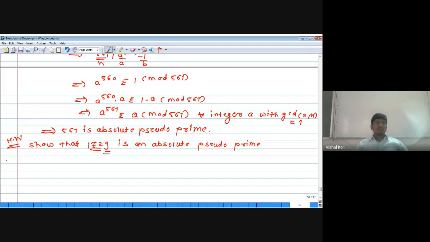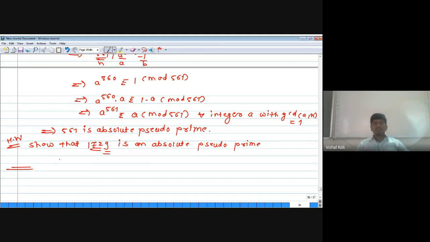Can 7 divide it? 7 can. What is the cycle of 7? 7, 7 7 49, 7 × 9 63, 1. This one is the cycle of 7. Therefore it is possible that 7 divides this number. Check whether 7 divides this number. If this number is divisible by 7, then it must be a composite number.